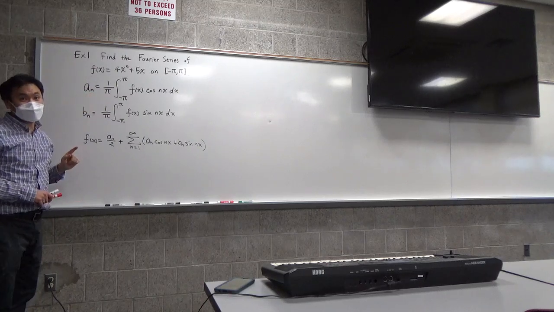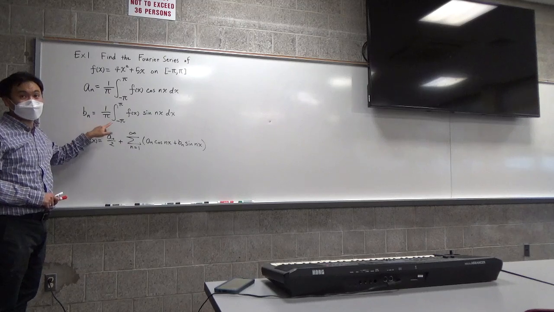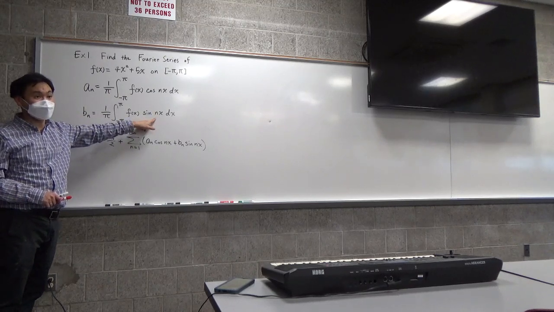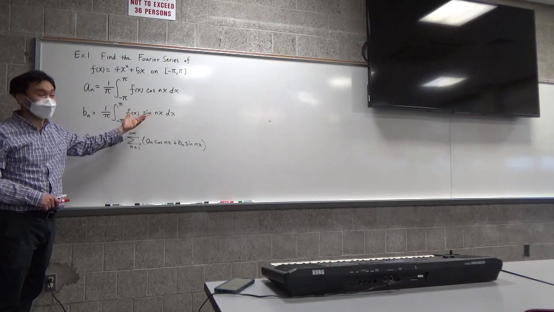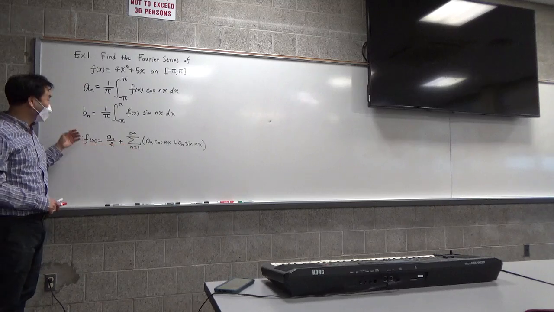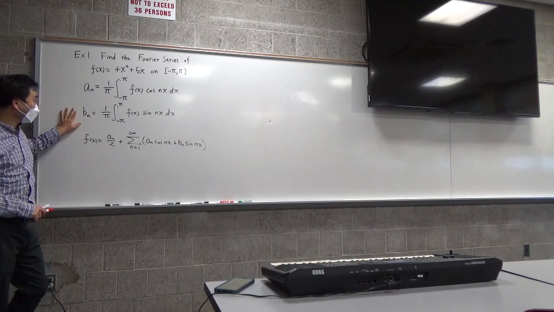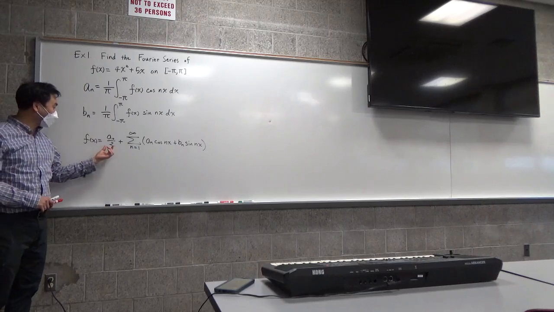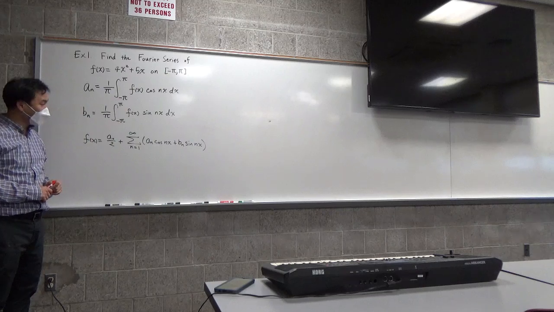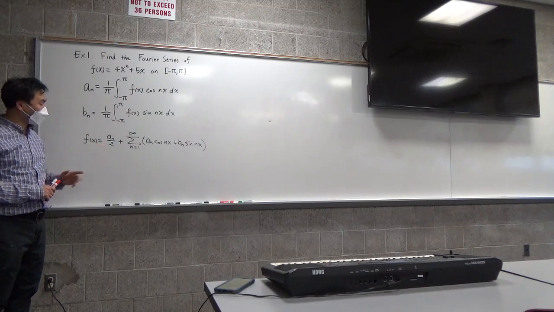Now you might ask, then what about b0? What happens if you try for b0? 0. You get sine of 0, which is just 0, right? So b0 is always 0. That's why you don't see b0 in this formula. Still, some of you might be puzzled why you have this 2 in the denominator. Let me take a moment to explain why you have this 2.